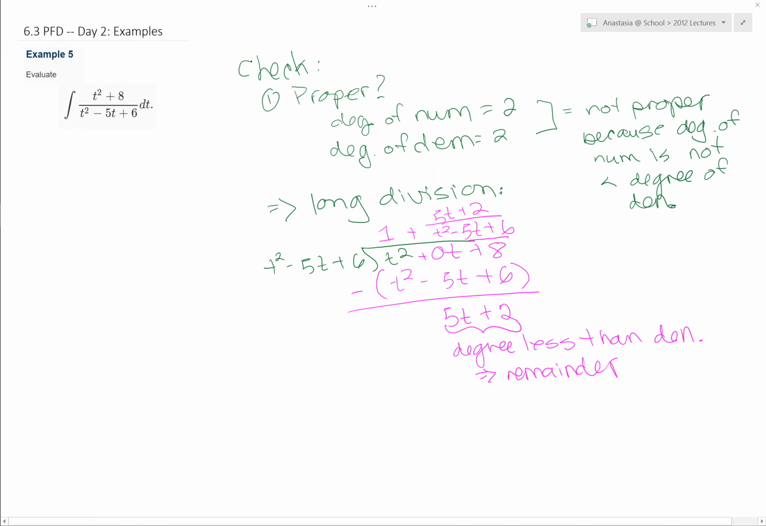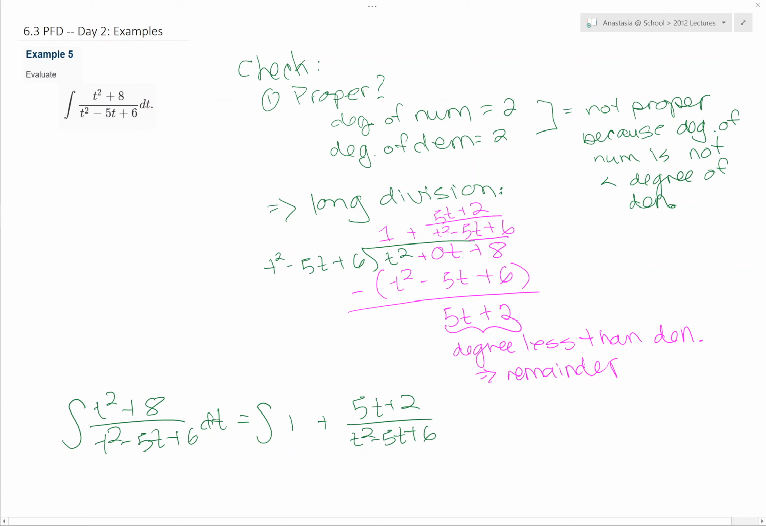So then, the integral of t squared plus 8 over t squared minus 5t plus 6 dt is equal to the integral of 1 plus 5t plus 2 over t squared minus 5t plus 6 dt. Our first term we can integrate, that's just going to be a t, but our second term we can't integrate yet. We're still going to have the integral of 5t plus 2 over t squared minus 5t plus 6 dt.